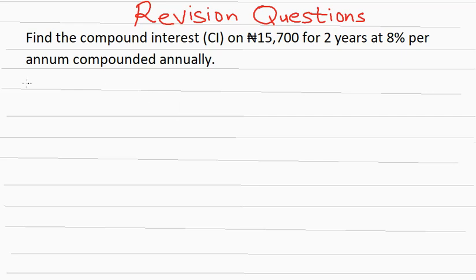Okay, so now the question goes this way. The very first question that we're going to be solving goes this way. Find the compound interest on 15,700 for 2 years at 8% per annum, compounded annually. Now, this is not simple interest. This is compound interest. You know very well that compound interest is calculated differently.